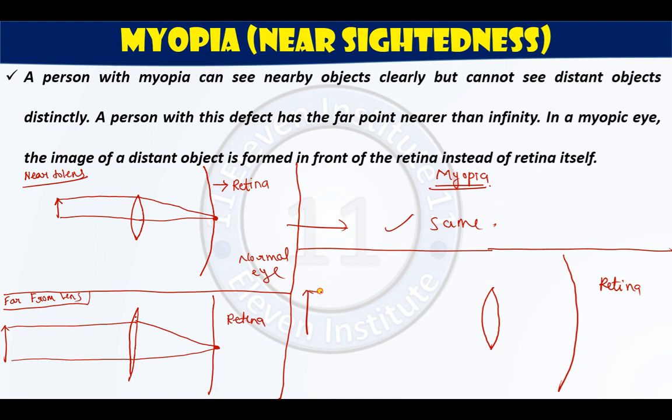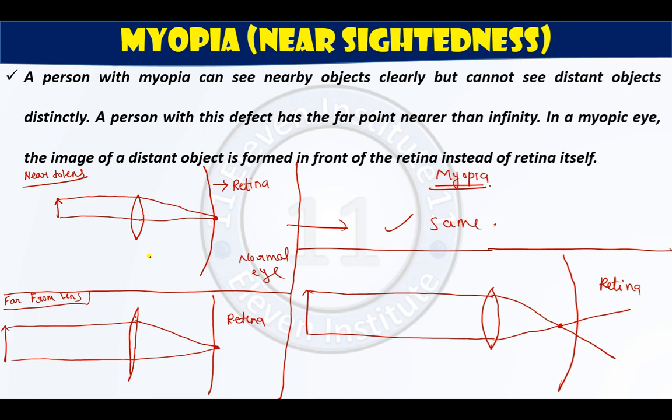So now the rays will come from here and they will get focused over here like this. And here we get an image. Right, we get an image over here. Now just understand this. This is a normal eye. This is also a normal eye.